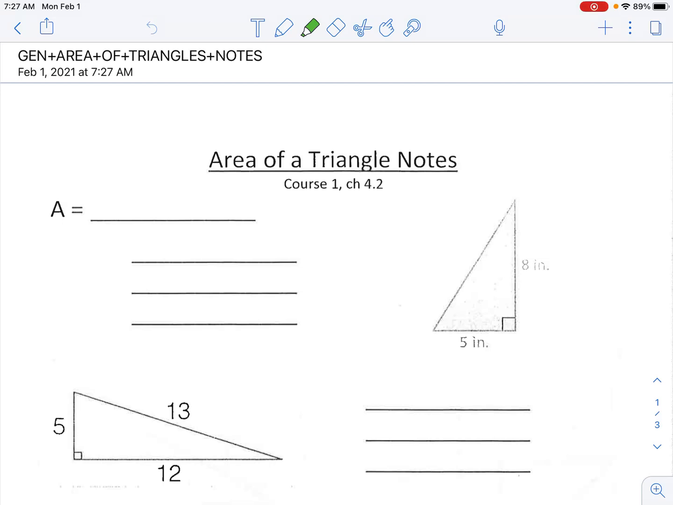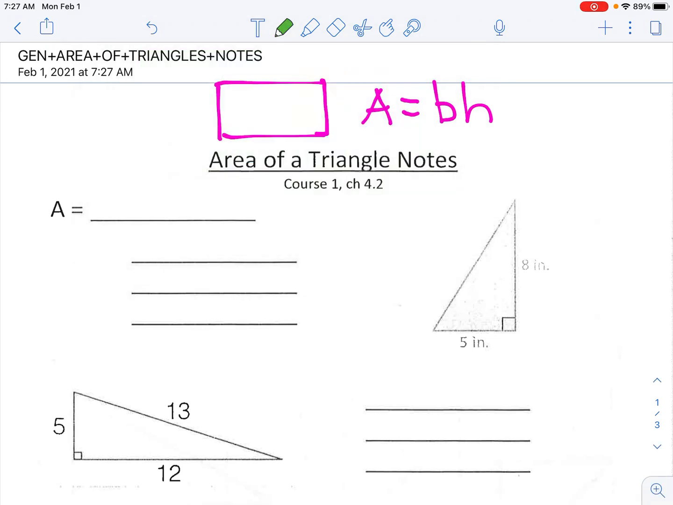Okay, so if you need a little refresher or you're not at school today, here is what we learned in class. So we're going to learn the area of a triangle. If you missed my lesson, first of all, we need to realize if we think about a rectangle, we know for a rectangle, area equals base times height.